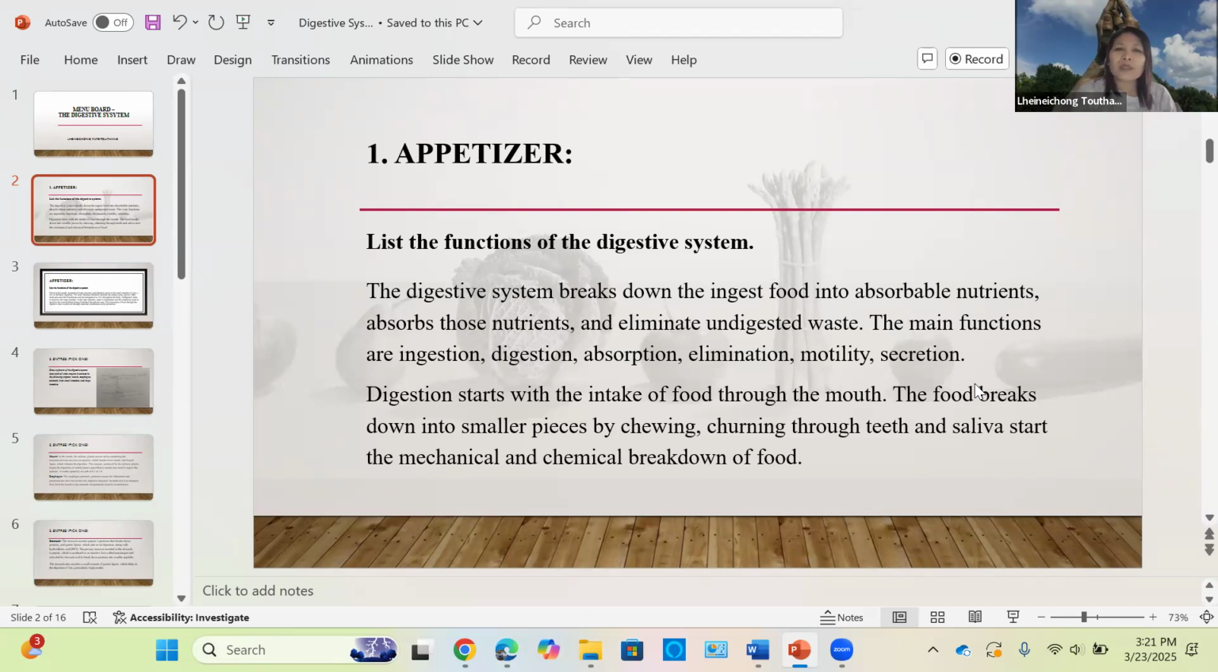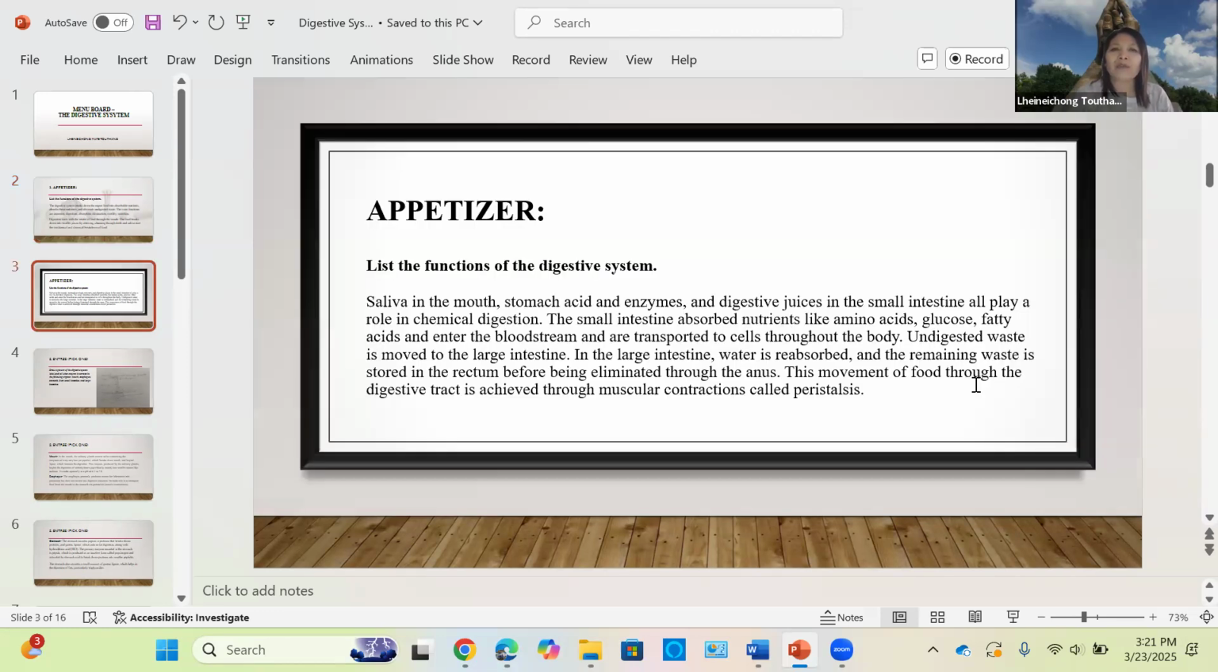The digestion starts with the intake of food through the mouth. The food breaks down into smaller pieces by chewing and churning through teeth, and saliva starts the mechanical and chemical breakdown of food. So saliva in the mouth, stomach acid and enzymes, and digestive juices in the small intestine all play a role in chemical digestion.